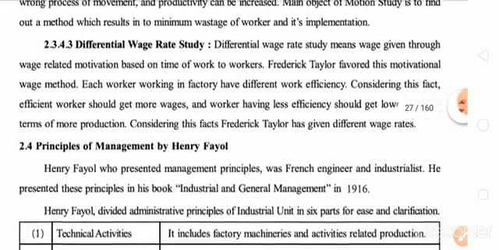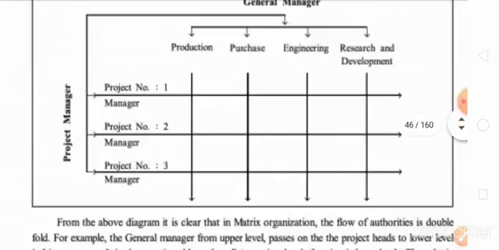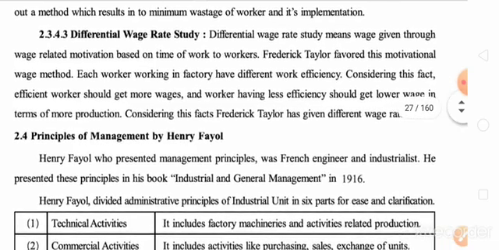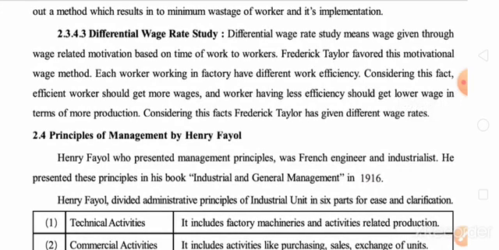Now the third point is differential wage rate study. Differential wage rate study means wage given through wage related motivation based on time of work to workers. If a question is asked in 1 mark, what is differential wage rate study, then we have to mention that differential wage rate study means wage given through wage related motivation.